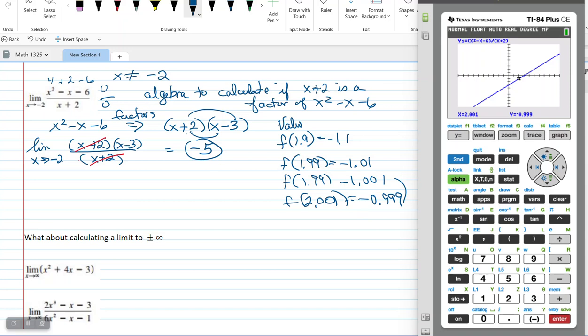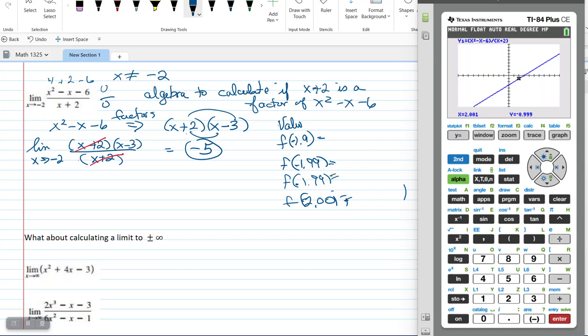I must have done a math error here. Let's see what I did. Oh, it was a negative 2. I apologize. I got the wrong numbers here. These are all negative. We're going to be positive. I apologize. Bad math here. Sorry. And it's all right. We got a calculator.